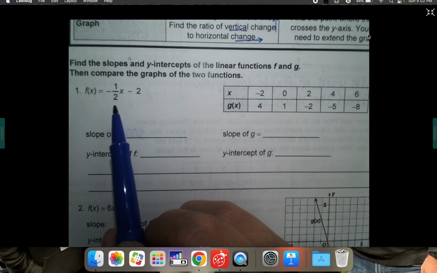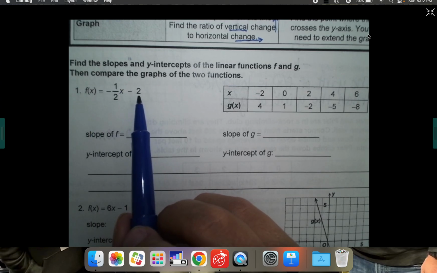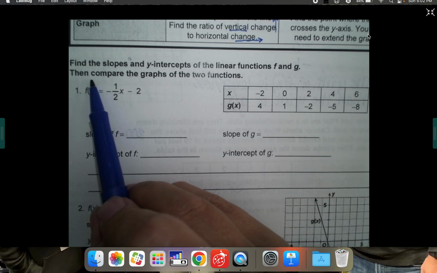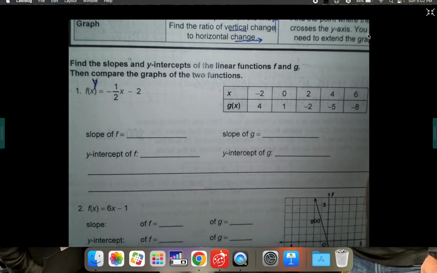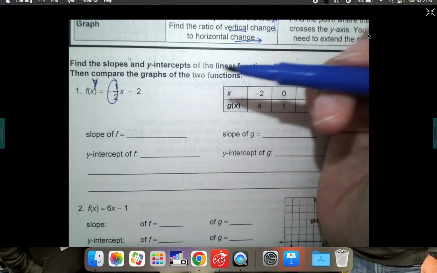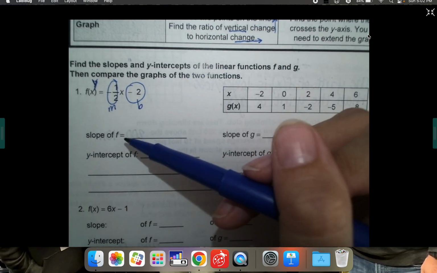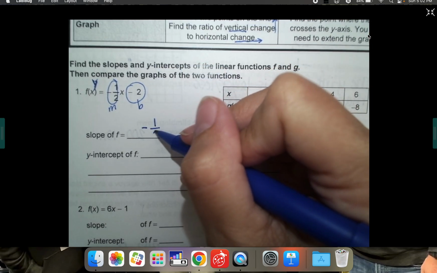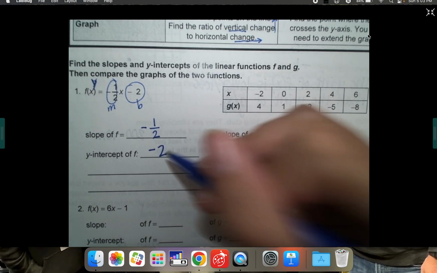So again, the slope is the number that's in front of x. If it's in slope-intercept form, which it is, the y, the f of x is also a y. It's by itself, so it's already in slope-intercept form. So this is going to be our slope, and this is going to be our y-intercept. So the slope of this one is -1/2. And the y-intercept of it is -2.